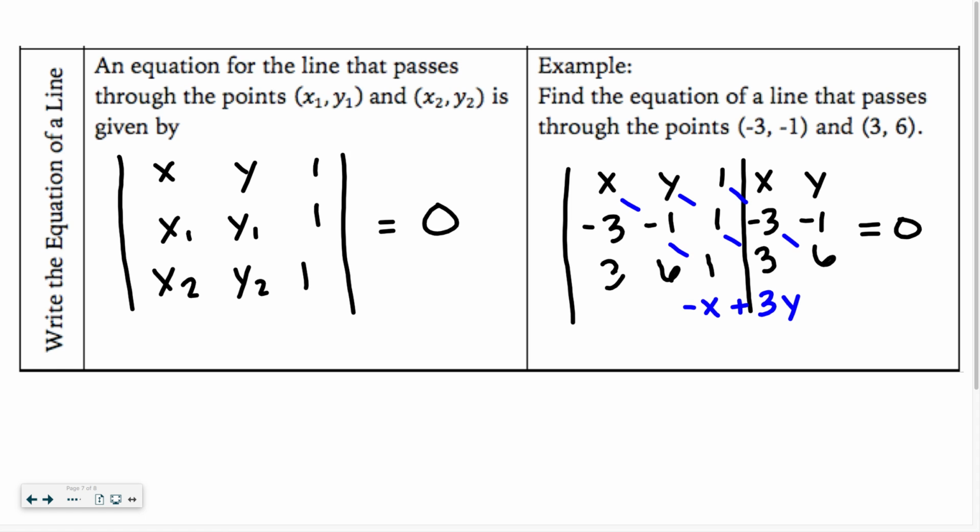1 times negative 3 times 6 is negative 18. Okay, but x, y, and 18, those are not like terms, right? So that's as good as the sum of the diagonals gets. So in my determinant, my first set is negative x plus 3y minus 18. And now I'm going to subtract the other diagonals.